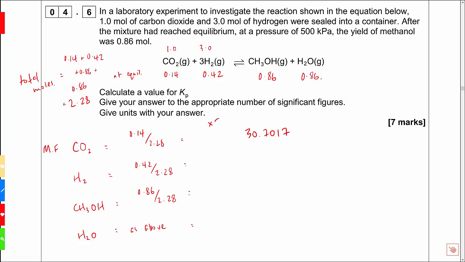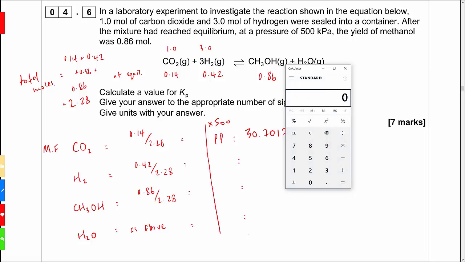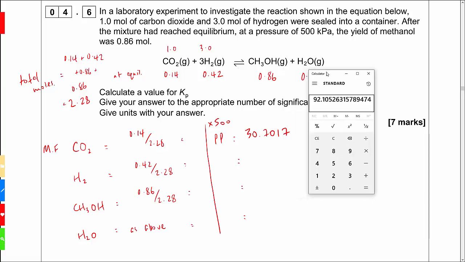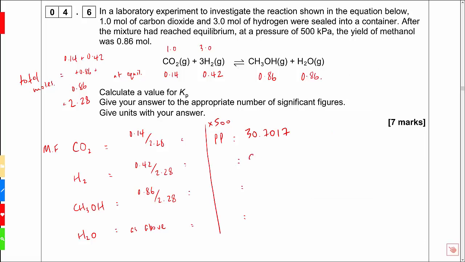Then we'll do the times 500 column here, and that'll be my partial pressure, and we'll do that for each of these 4. So let's do it again. 0.42 divided by 2.28 times 500, 92.1052. And the same again, 92.1052.